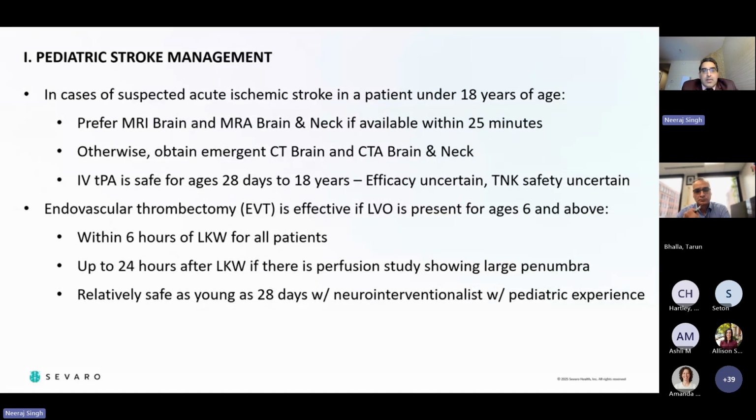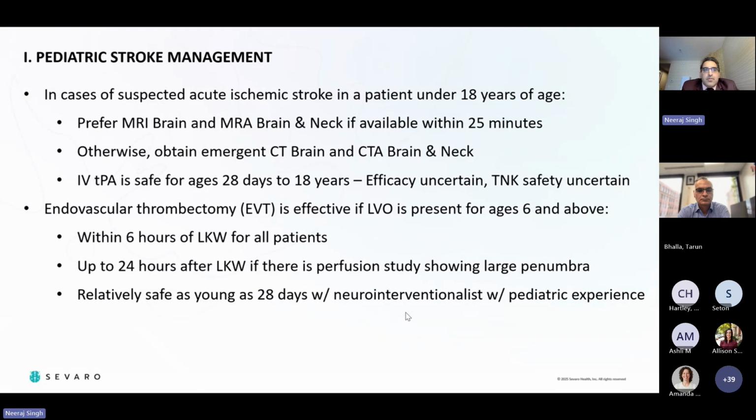In other words, it's definitely safe from ages 6 and above, but only relatively safe even as young as 28 days, but you're looking to get a patient in that situation to a center where there are neurointerventionists with pediatric experience. So it's good to have these guidelines in place. Now there's not as much question about which image or which type of agent to use. But again, clearly more research is needed, more data as the years go by, as we get more cases.